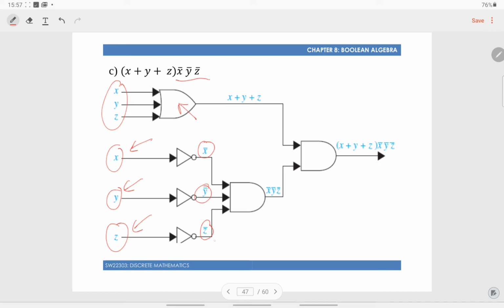So these three multiple inputs can go to the single gate, which is the OR gate. Okay, sorry, the AND gate, because x complement times y complement times z complement. And the final one is the Boolean product operator to combine these two expressions together. So we use a single operator, which is the AND gate. So we combine together. So finally, this is the output.